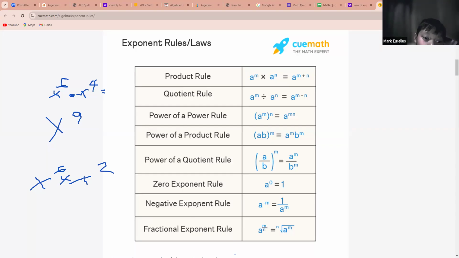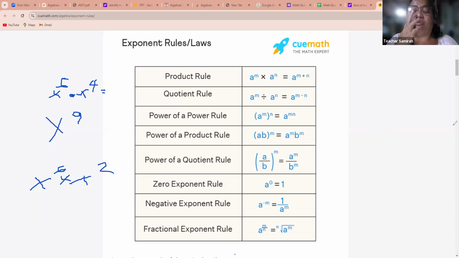X with the power of 6 times x with the power of 2 equals x to the power of what? Is that 8? You are going to add the 6 and the 2. What will it give you? 8. Okay, the answer would be x to the power of 8. It's very easy.